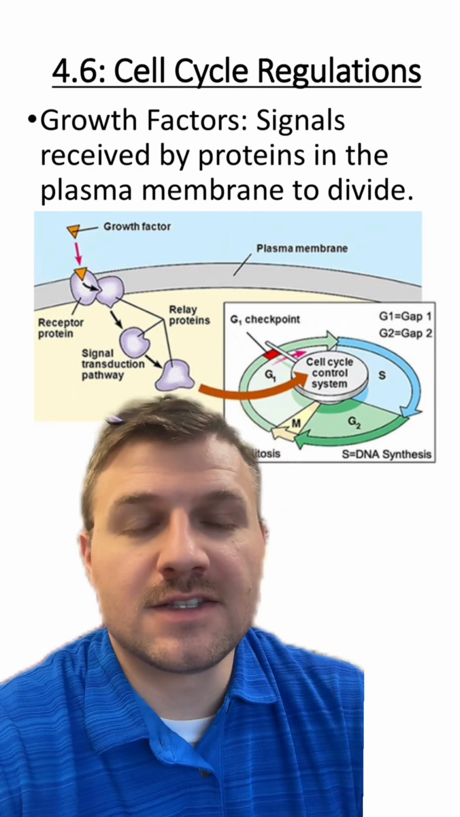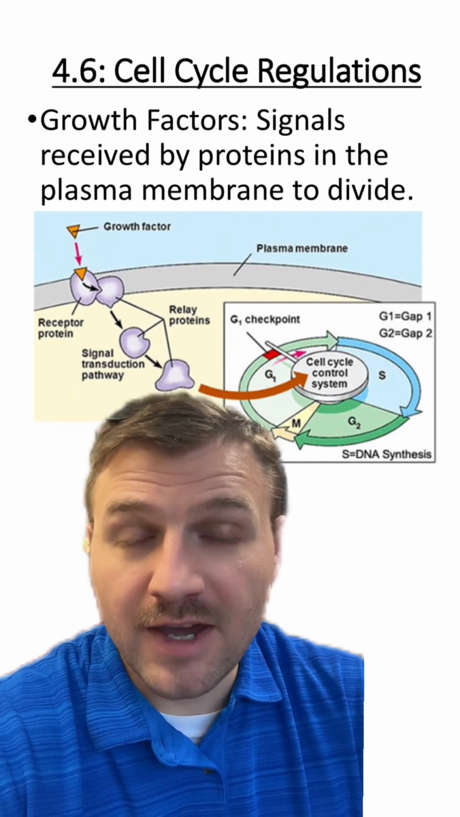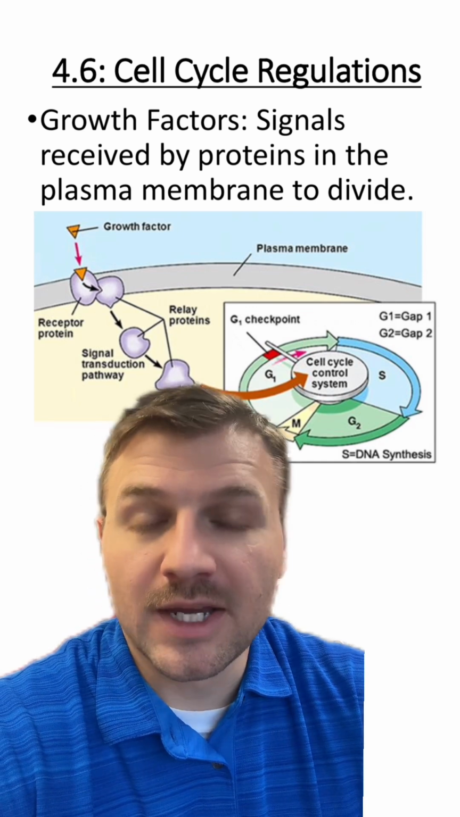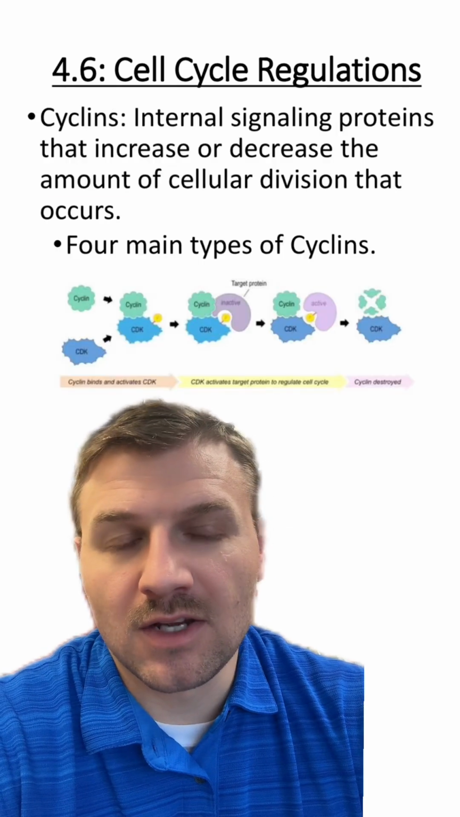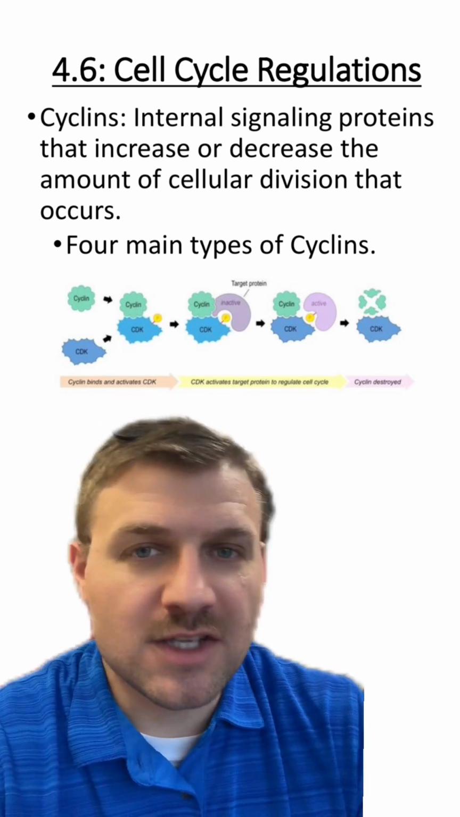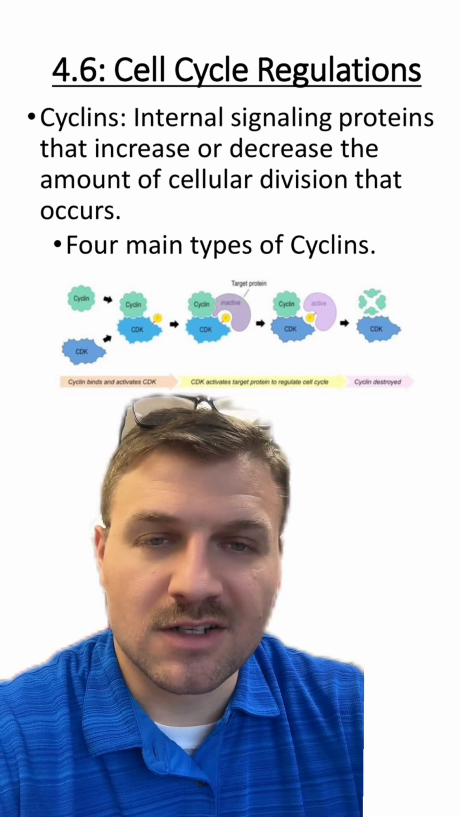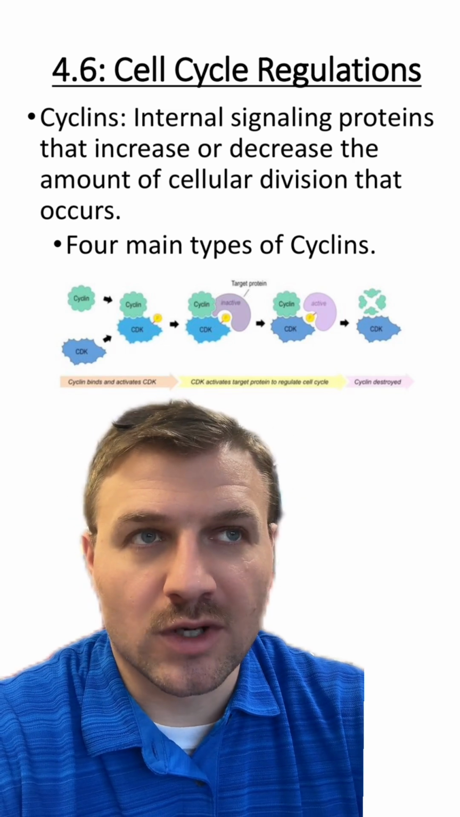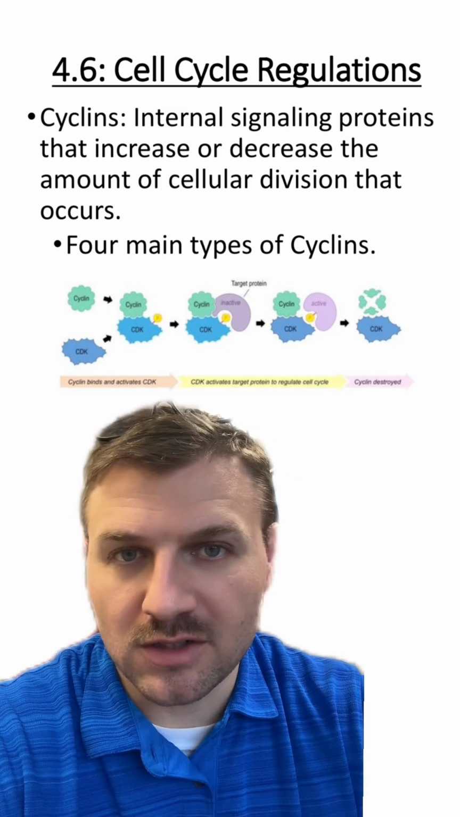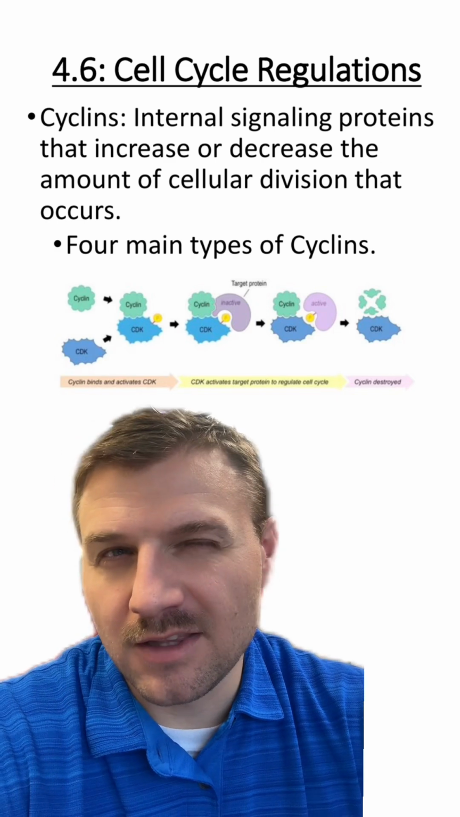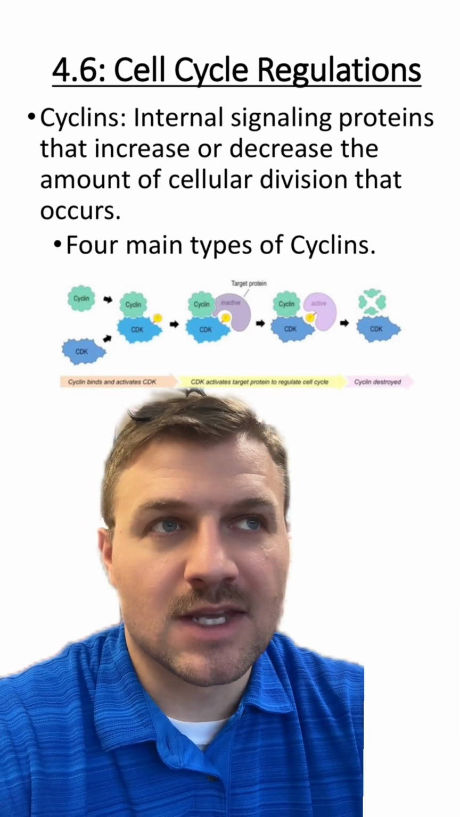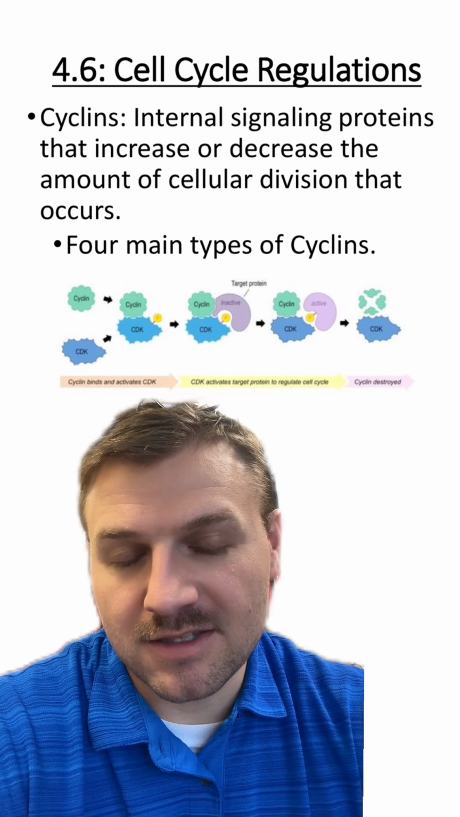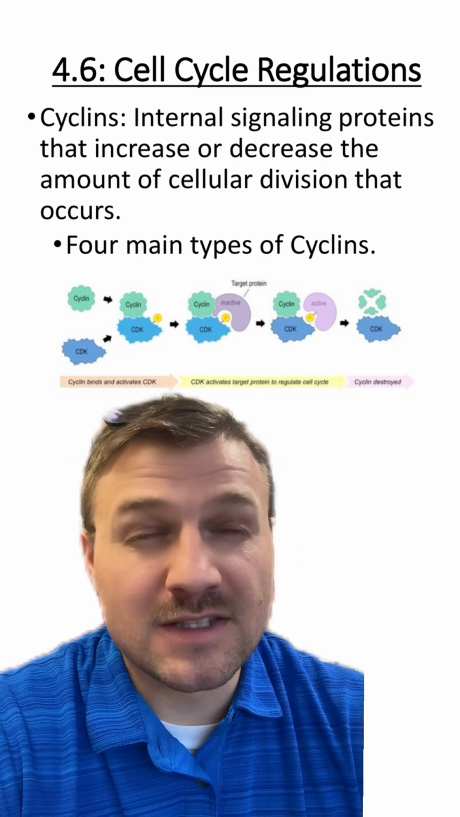We refer to these signaling molecules as growth factors because they're initiating mitosis to occur. Some of these molecules that are going to initiate different parts of the cell cycle are called cyclins. These are just internal signaling proteins that either increase or decrease during different times of cell division. There are four main types of cyclins, and in AP Biology, you don't really need to know any of the specific types, but you should have a general idea of what cyclins do.